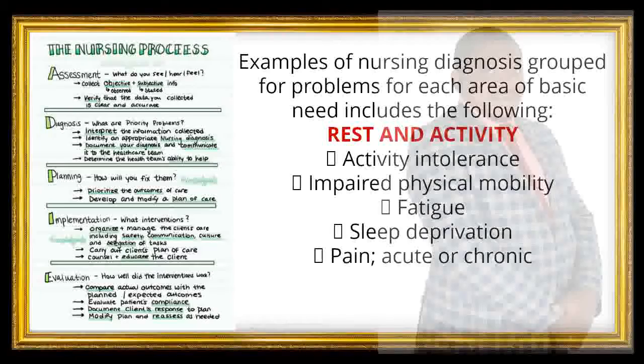Under rest and activity, we have impaired physical mobility. We have problems like fatigue, sleep deprivation, which you can write due to or related to, and then pain, which may be acute or chronic, also affecting rest and activity. If a patient has a fracture, you know that rest and activity is affected. Even a patient who is depressed, you know that rest and activity are affected. This is how you can come up with the nursing problems in building up to your nursing diagnosis.